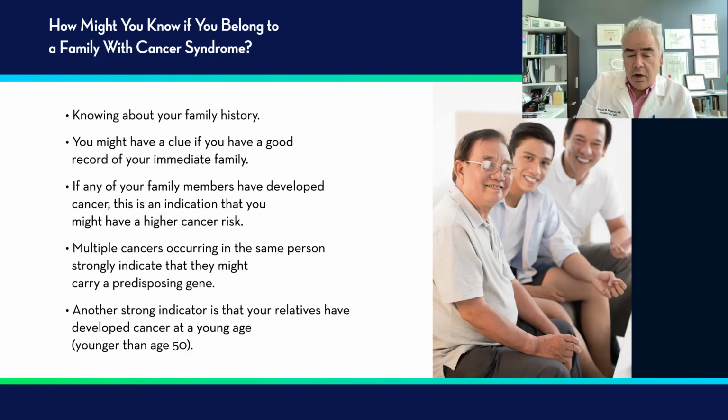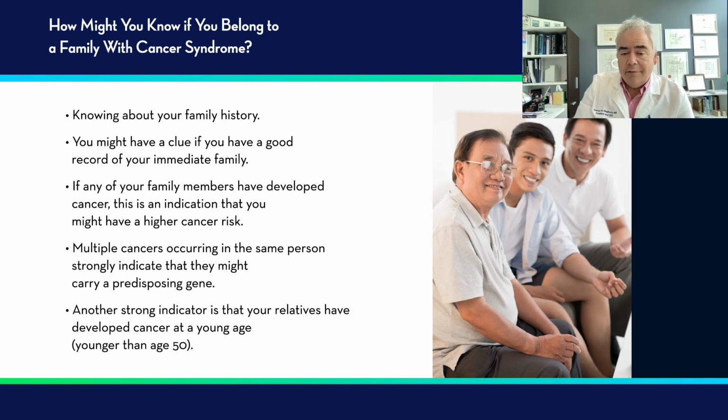How might you know if you belong to a family with cancer syndrome? Well, one of the things is knowing about your family history. So if you have a good record about your parents, your aunts and uncles and grandparents, you might get a clue. If many of your family members have developed cancer, this is an indication that you might belong to such a family. Other clues are multiple cancers occurring in the same person.